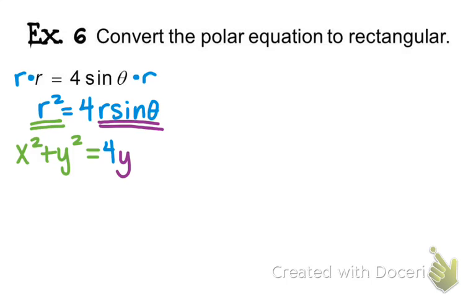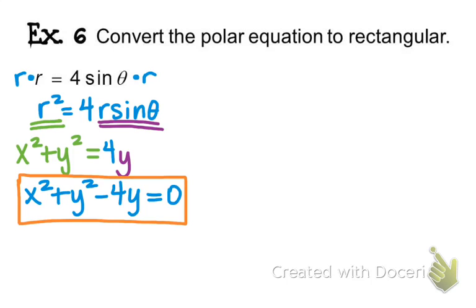Now, I could leave it like this or just move everything to one side of the equation. It really doesn't matter. If you can get to this point, this is what we're looking for. We've got only x's and y's, all the r's and thetas are canceled out. So x squared plus y squared minus 4y equals 0 would be the rectangular equation.